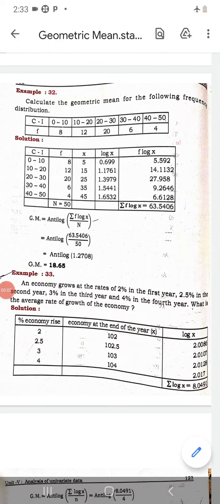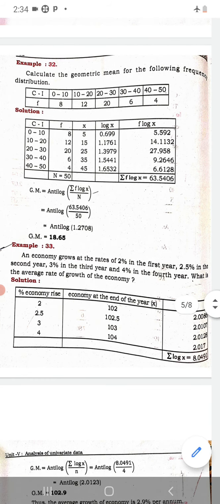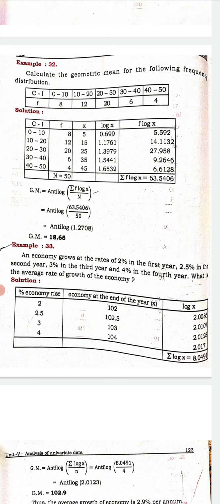Okay, hello dear students. This is the continuation of the last video. In this video, we are going to discuss continuous data, or problems based on continuous data. Continuous data means where class intervals and frequencies are given. Class intervals: 0 to 10, 10 to 20, 20 to 30, 30 to 40, 40 to 50.